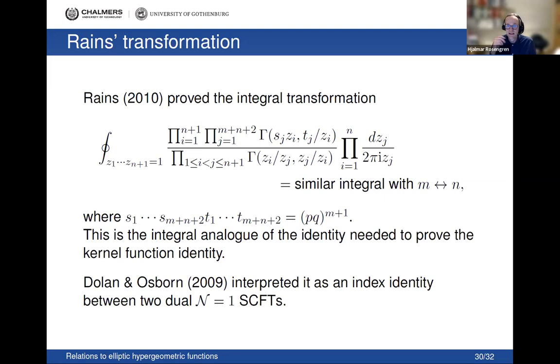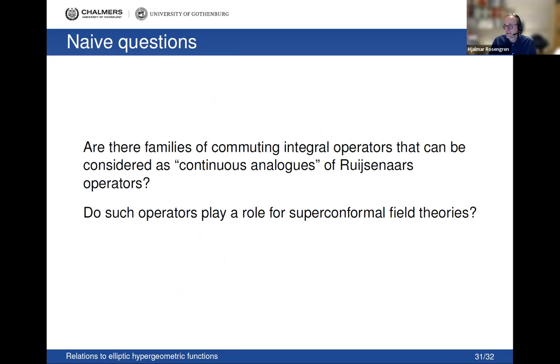These kinds of things make me wonder. So here are some questions that are really very naive, and maybe some of you can answer directly why it's true or false. This makes me wonder if there are families of commuting integral operators that you could think of as continuous analogs of the Rosengren operators. In my experience, if you have sums, you should also have integrals, and vice versa. And you can even speculate that maybe these operators play some role for superconformal field theories. It's just speculation, but maybe you could think about it.